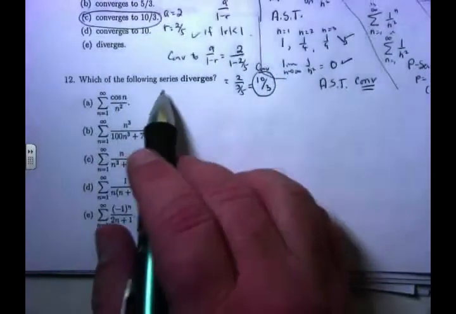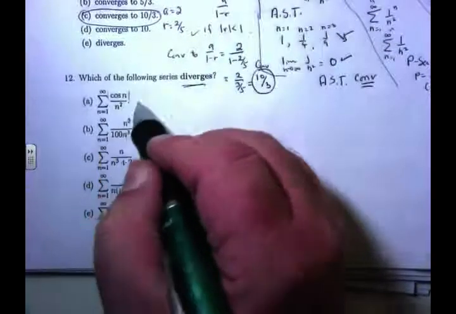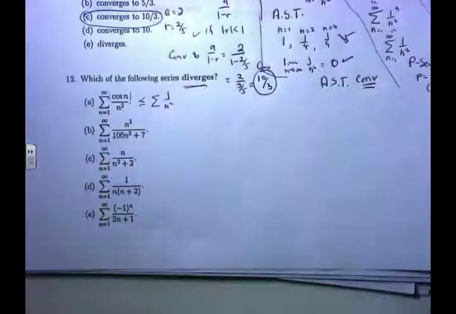Number 12. Here's a classic, another series type of question that we stole and put on your last test. Here we go. Which of the following series diverges? Read the question. Diverges. Well, this one, I would do a comparison test on. If I do absolute values here, cosine or sine is always bounded by what number? 1. So this thing is less than or equal to 1 over n squared.